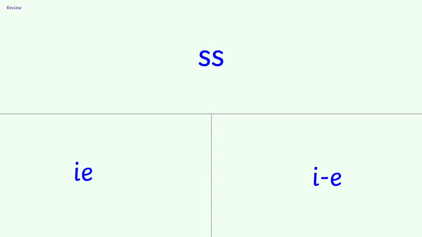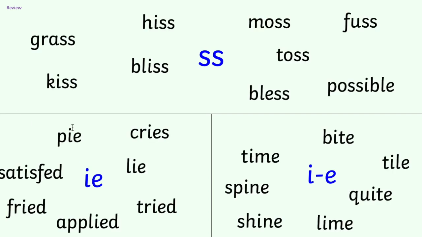Here we go then, let's see what you found. Now remember, you might not have found the same things as me, but here's just some examples of the sorts of things that you could have written. So let's start up here with this double S. The words I found were grass, kiss, bliss, hiss, moss, toss, bless, possible and fuss.